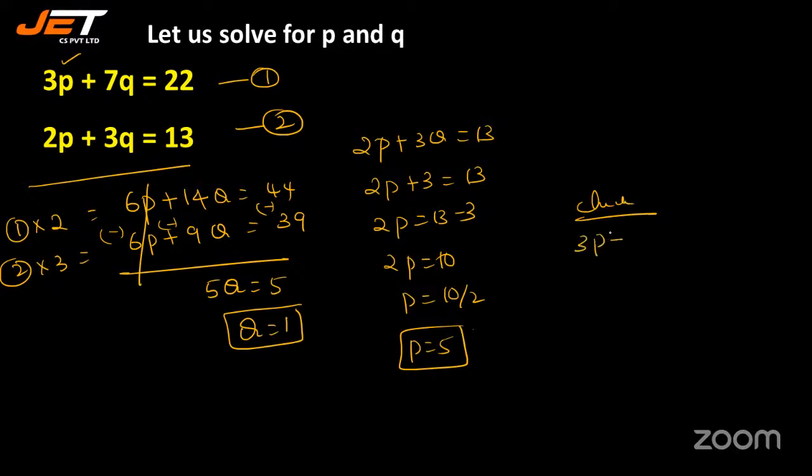So now how do you do the checking? Take the first equation, 3p plus 7q. 3 into p plus 7 into 1, 7. So 15 plus 7. So it is 22. Okay, students. So this is how you find out the value.